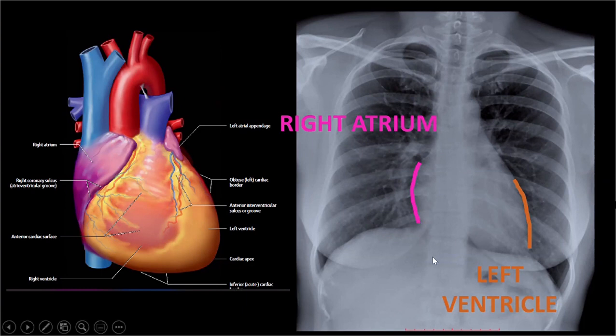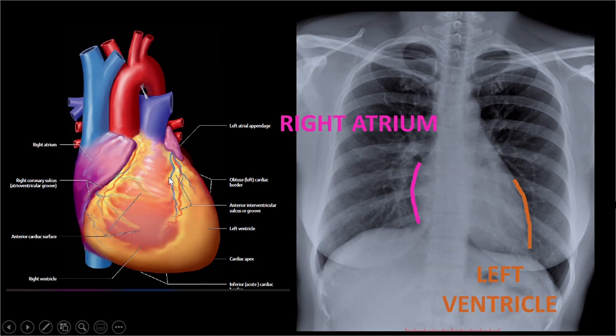These are just the right atrium and the left ventricle. That means that you cannot fully assess the left atrium using a PA or AP view, nor can you assess the right ventricle when you are examining a PA or AP view or a frontal chest X-ray. So it's the right atrium or left ventricle which you are able to assess when you do this frontal examination.